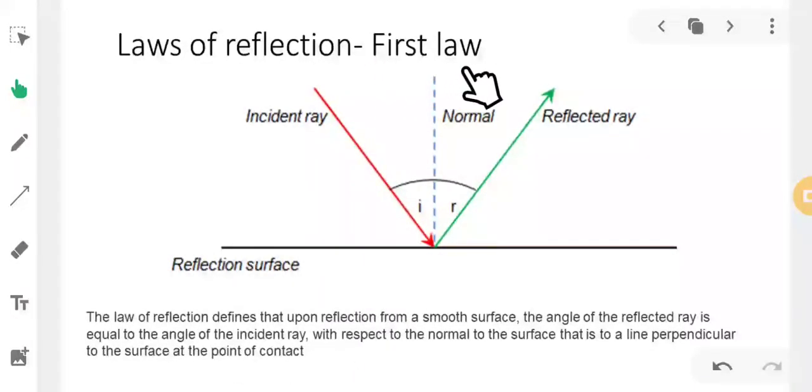Now, according to your first law, the angle formed by the incident ray, which is your angle of incidence, and the angle formed by the reflected ray, which is your angle of reflection, both of these angles are equal. Angle i equals angle r. This is your first law of reflection.